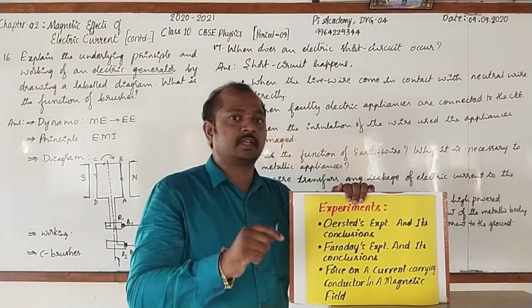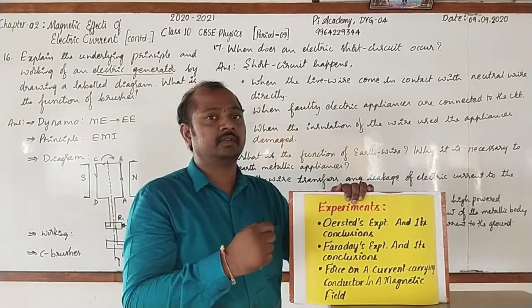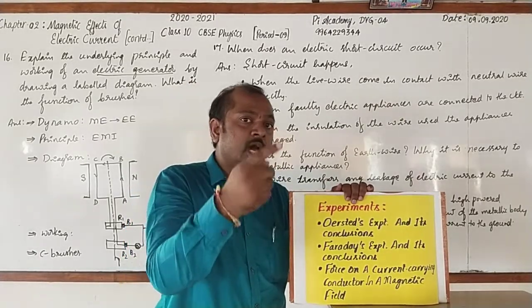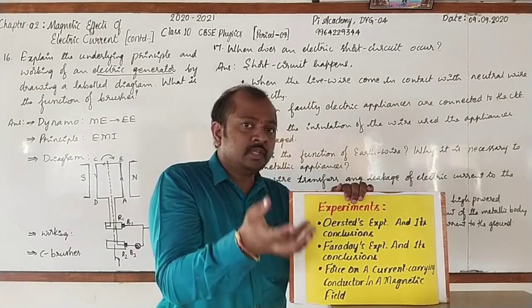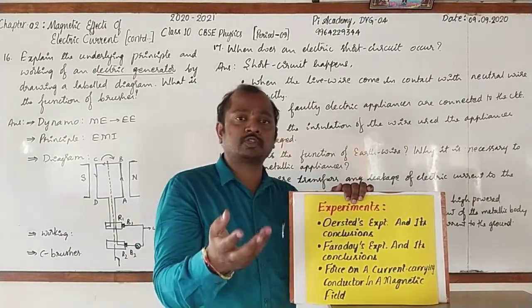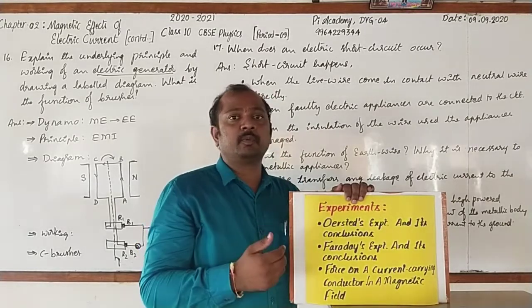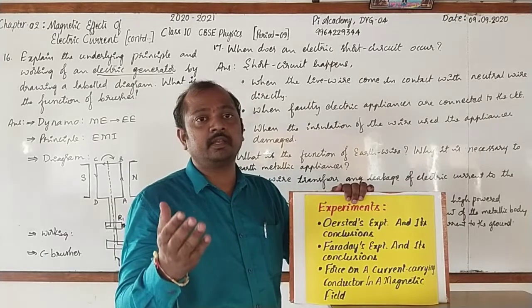When you close the circuit, immediately the current flows through the aluminum rod. Then a magnetic field is developed around it. So this magnetic field will intersect with the magnetic field of the horseshoe magnet. As a result, the aluminum rod experiences a mechanical force.